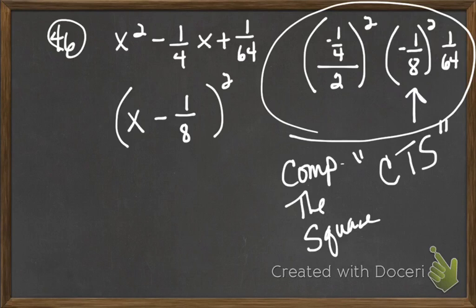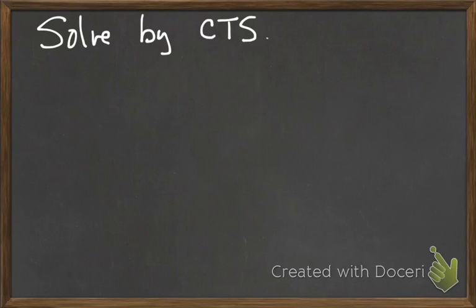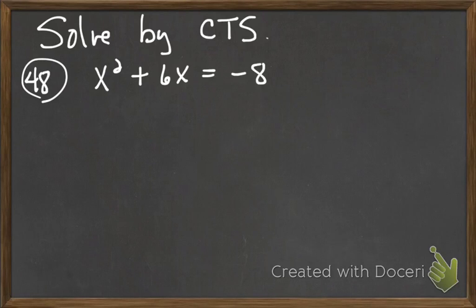Alright, now your directions are going to change, and it's going to say solve by completing the square. Let's look at number 48. So you're going to have x squared plus 6x is equal to negative 8. If you were factoring, you would want to move that negative 8 over to the left-hand side and set your equation equal to 0. But you're not solving by factoring, you're solving by completing the square.